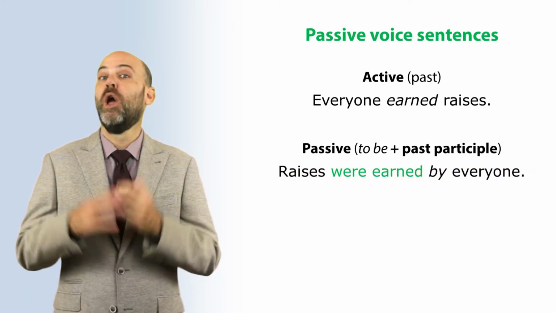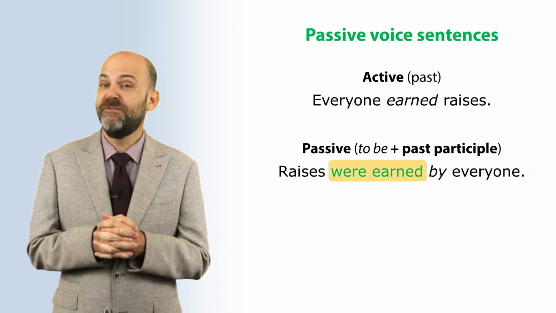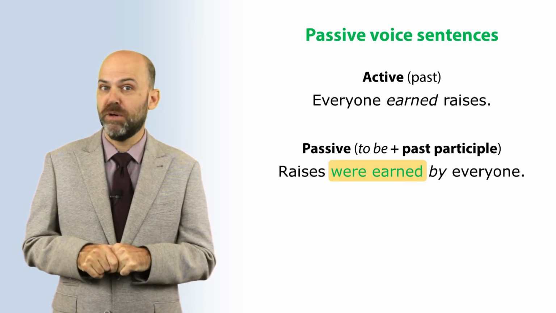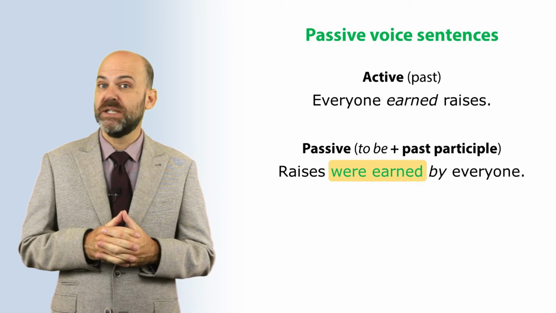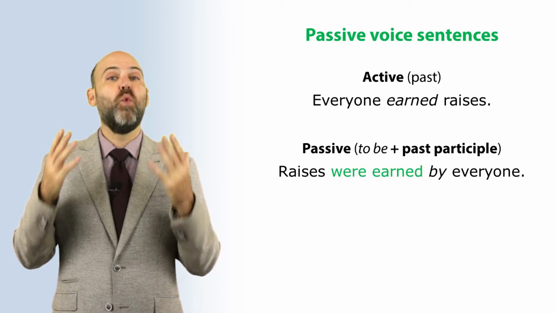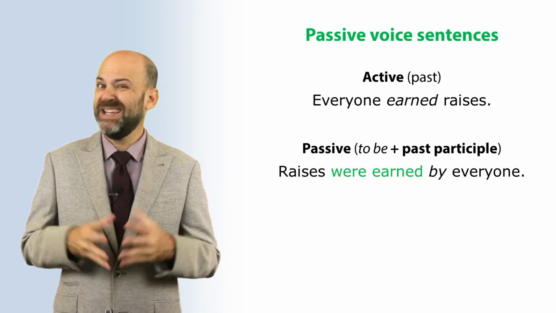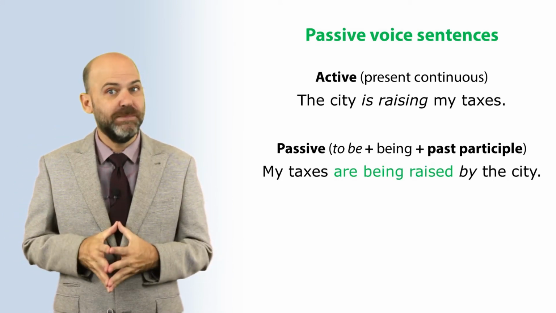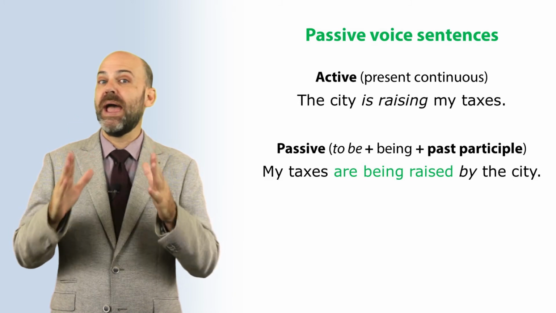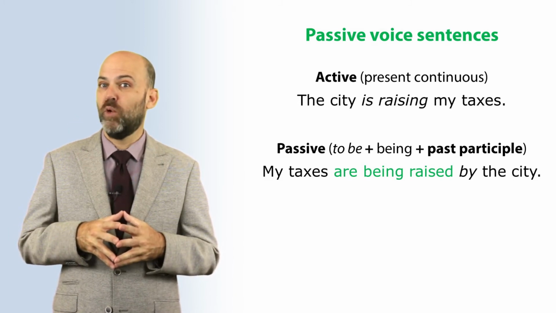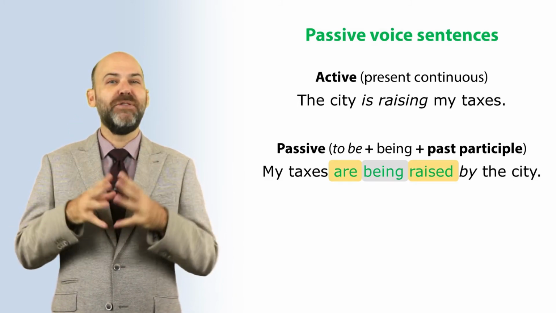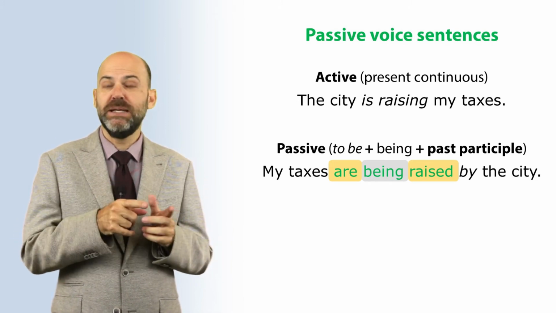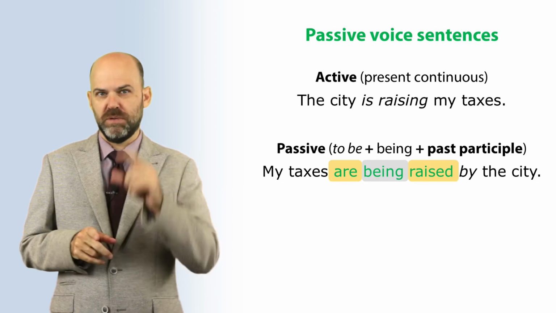Nice job. Remember that we use the verb to be followed by a past participle for passive voice statements. But what if the active statement is a continuous statement? For continuous statements, we must add a word to the passive voice form. We add the word being between the verb to be and the past participle.